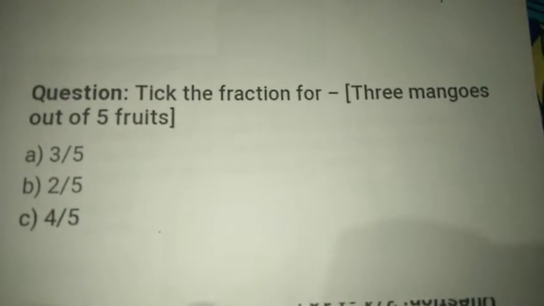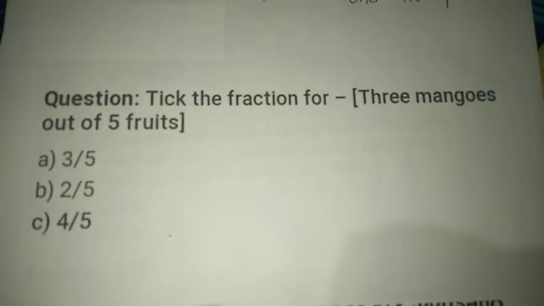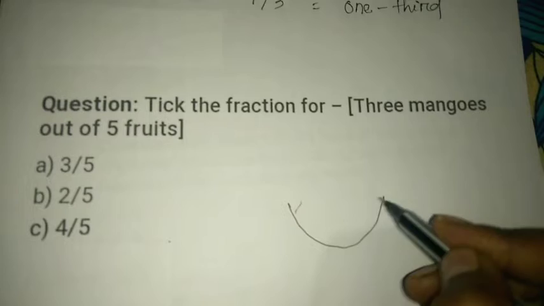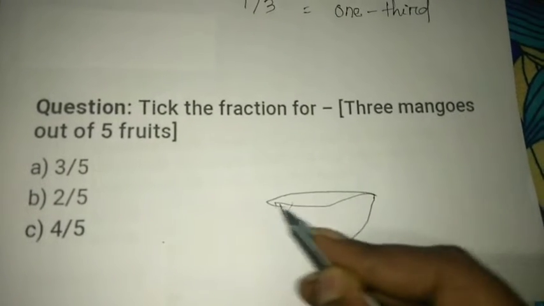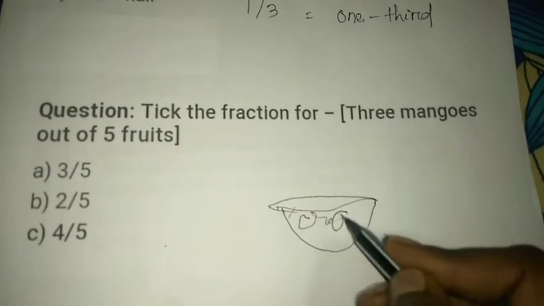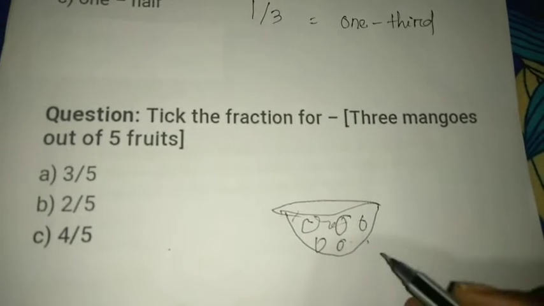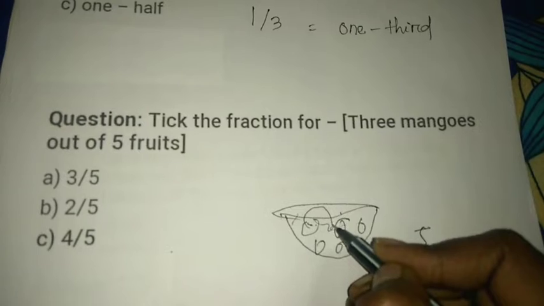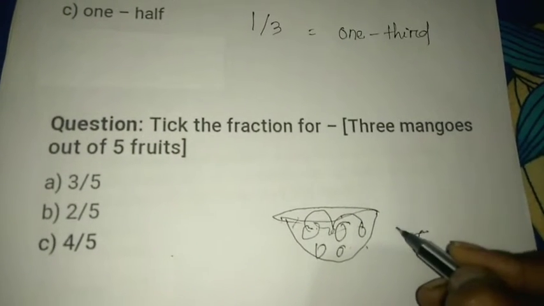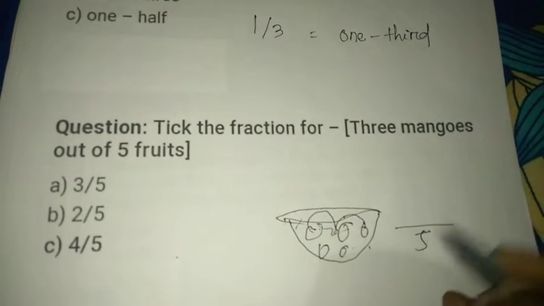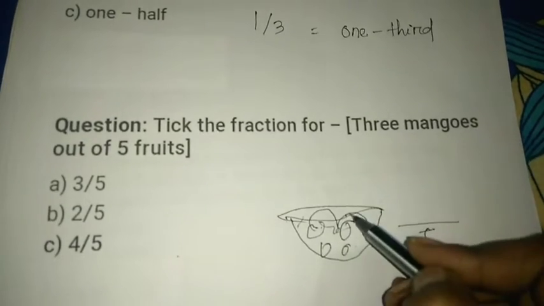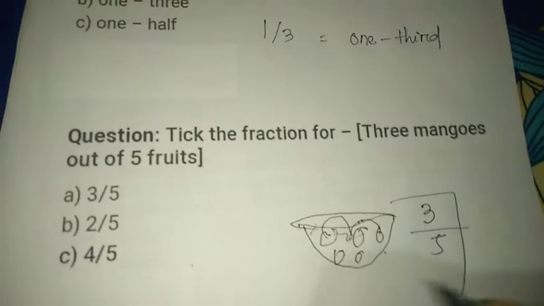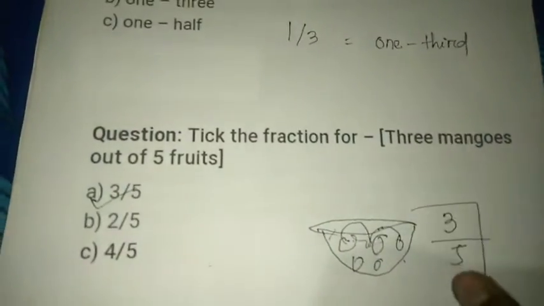Then take the fraction for 3 mangoes out of 5 fruits. That means there is a basket and there are 5 fruits, and out of them 3 are mangoes. That means 5 is the denominator and 3 mangoes out of 5 fruits. That means 3 is the numerator and the fraction is 3 by 5.